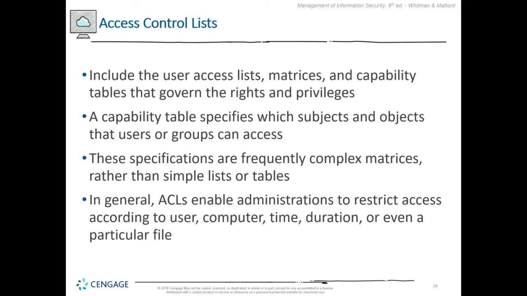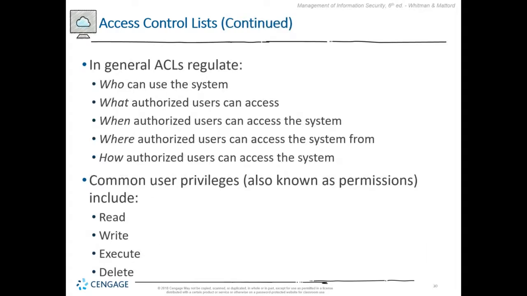So think of it as ACLs enable administrators to restrict access according to the user, computer, time, date, or duration, or even a particular file. You can be given permissions on individual files. So the ACLs regulate who can use the system, what authorized users can access, when they can access the system, where authorized users can access the system from, and also how authorized users can access the system. Some common features are user privileges. These are also known as permissions, and include read, write, execute, or delete.